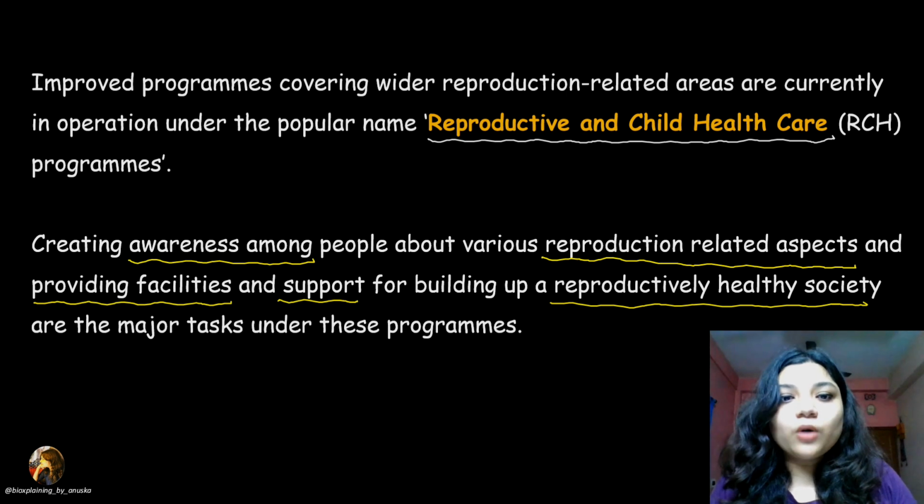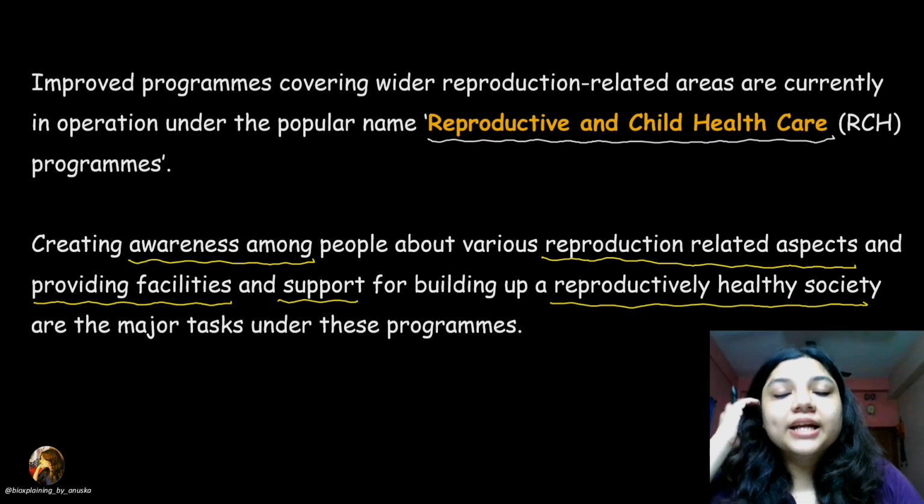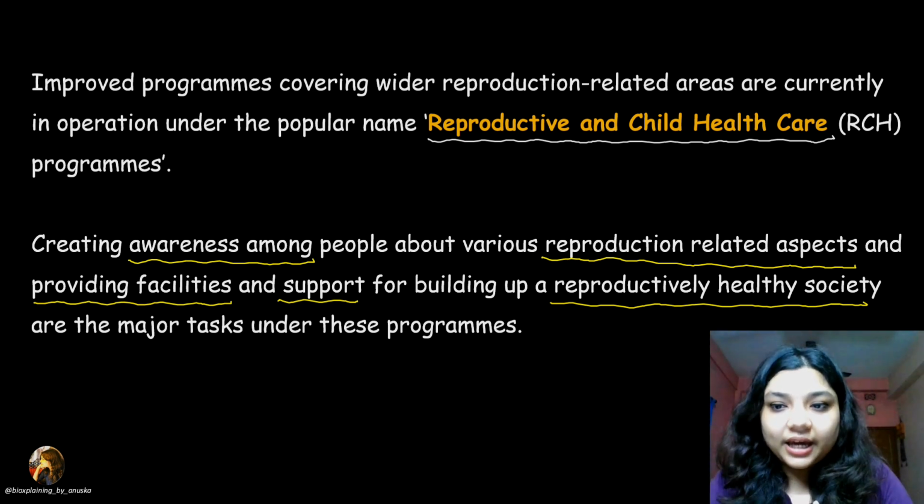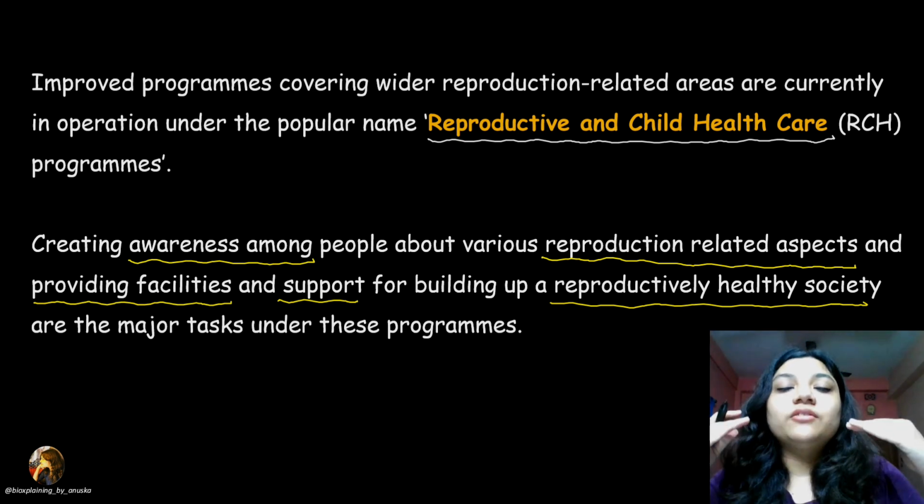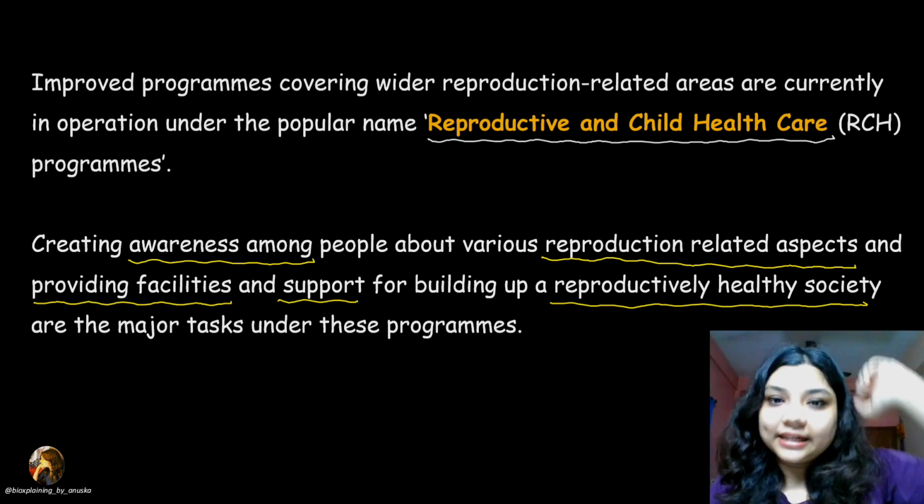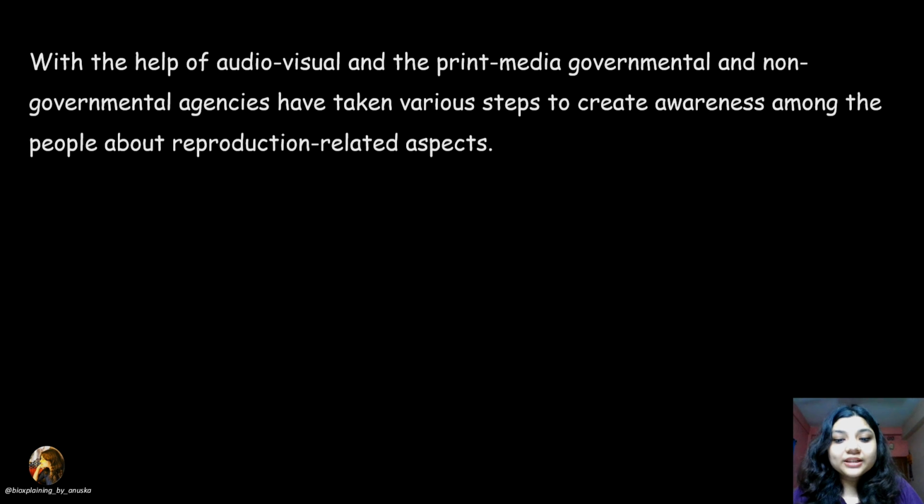So this is all about creating the awareness, and from the government's side a lot of help and support is also available, so that the reproductive health standard for the entire society can increase. Now, what are the different things that they are using? They are using audio visual implements, print media, governmental and non-governmental agencies. They take up various steps to create this awareness.